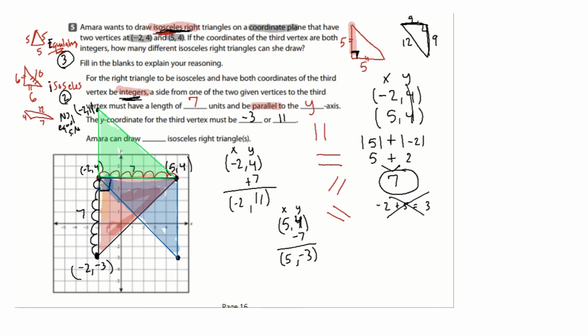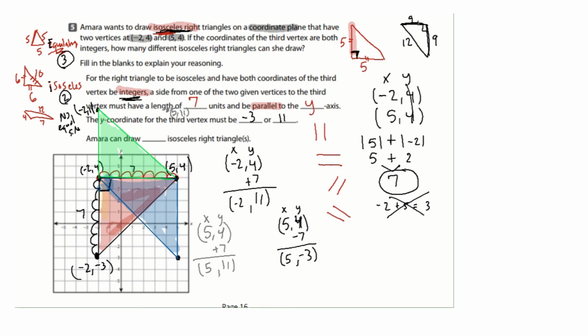-2, 4, and 5, 4. I will start with my 5, 4, and then I need the length to be 7 units, so I'm changing my y-coordinate because I'm going up or down, and since I'm going up, I want to add 7 units to my y-coordinate, so that'll be 11, and my x-coordinate is going to stay as a 5, so that would be my ordered pair there. 5, 11.